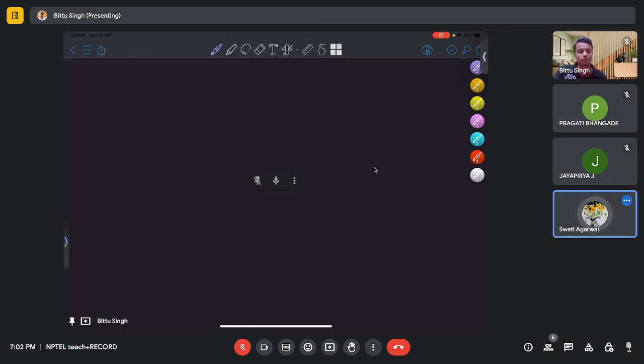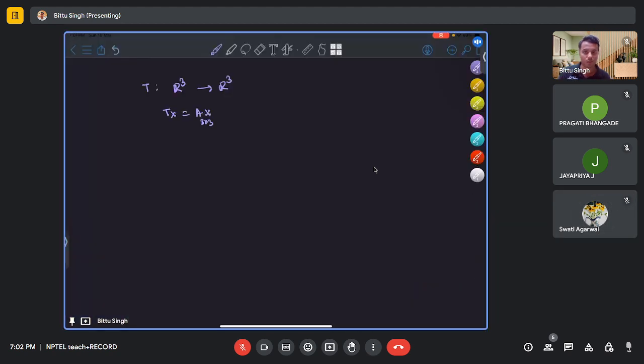It says, consider a linear transformation T from R3 to R3 defined by Tx = Ax, where A is a 3 by 3 real matrix. Then there are 4 options there. Can you please see it on your screen so that you will see all the options? What was the question? Can you tell me briefly?